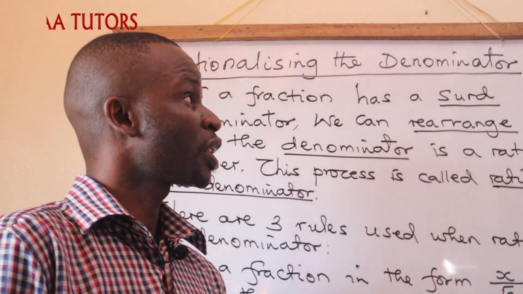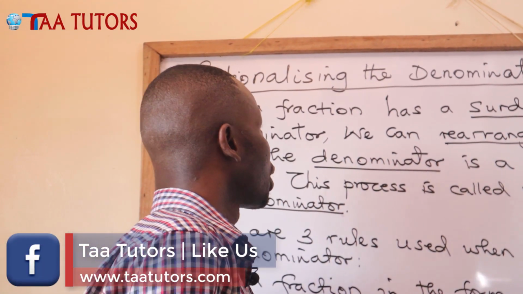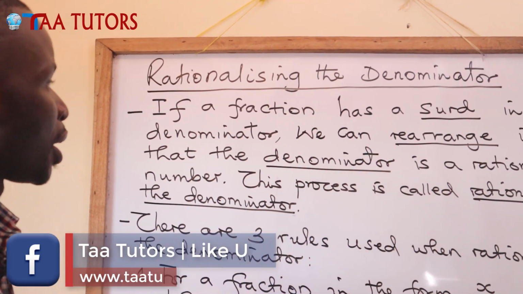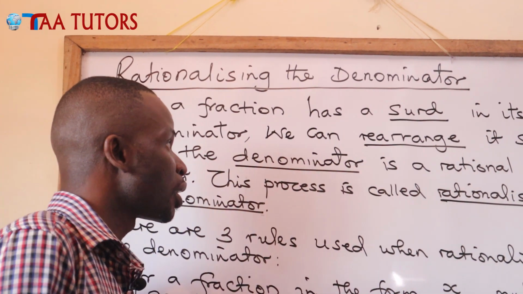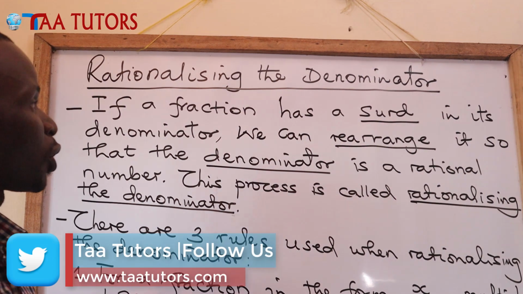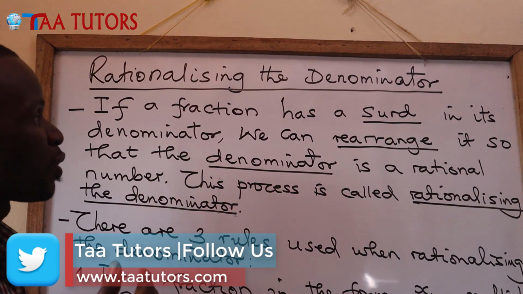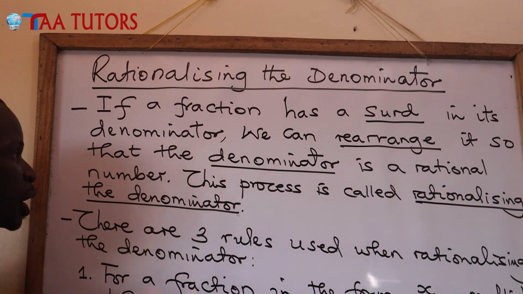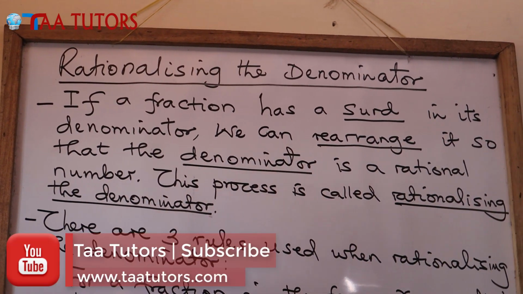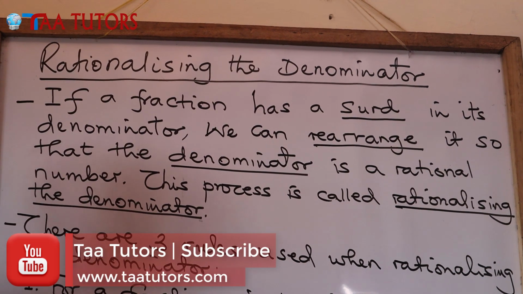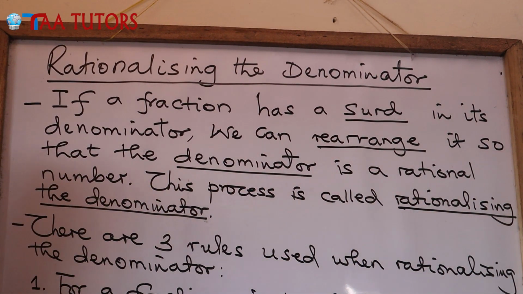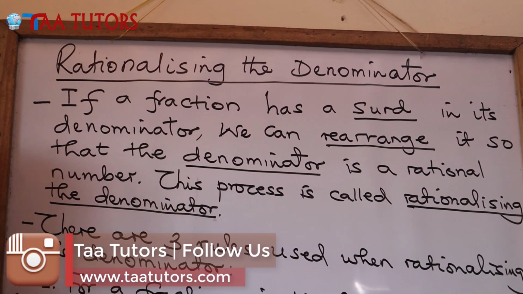Hello viewers, this is our last part of the lesson of today, and it's talking about how to rationalize the denominator. This part is actually, sometimes we talk about it as division of surds. Usually when a surd is given in the form of a fraction, you know that a fraction has a denominator and a numerator. For example, if I say A over B, this is a fraction.